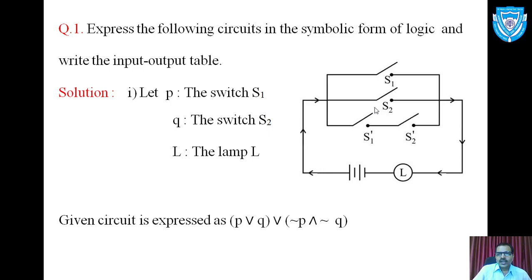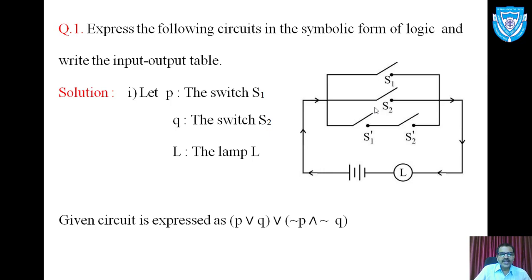Okay. Now to transform the switching circuit into a compound statement, first of all we have to generate the simple statements. Let us denote the statement switch S1 is on by the logical symbol P, the switch S2 in the closed state by the logical symbol Q, and the lamp L glows using the logical symbol L.